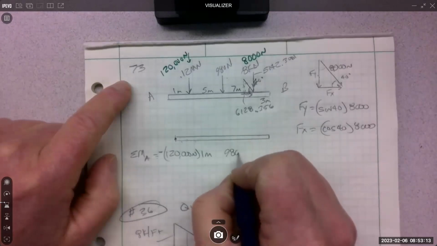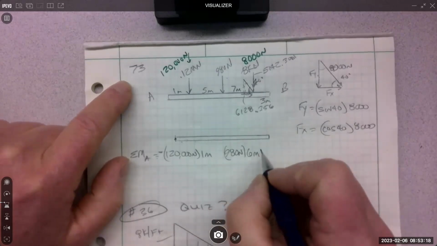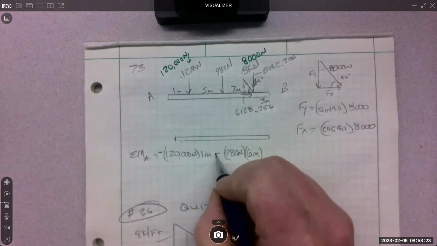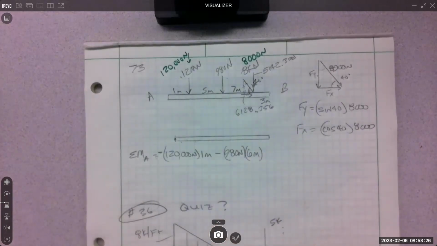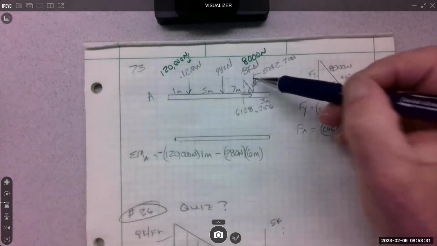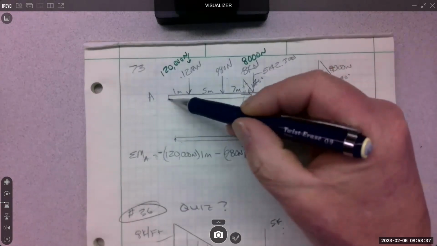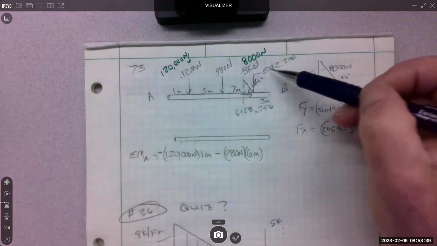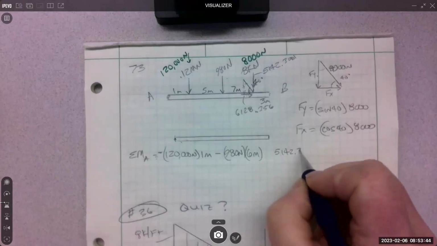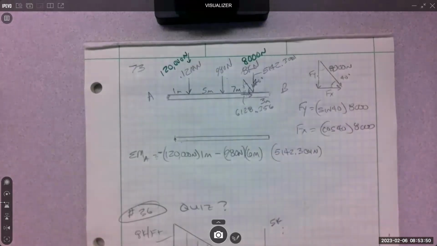980 times 6 meters. Rotation negative, clockwise. And then what creates moment? The Y or the X? The Y creates the moment. The X does not, it goes right through the point. 5142.3001 newtons times its distance.